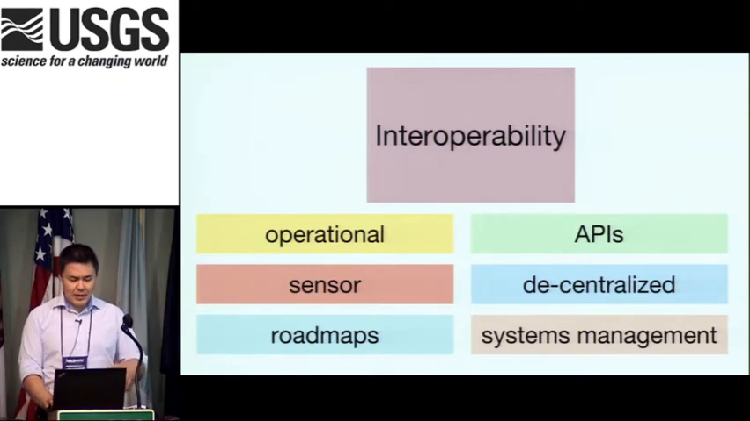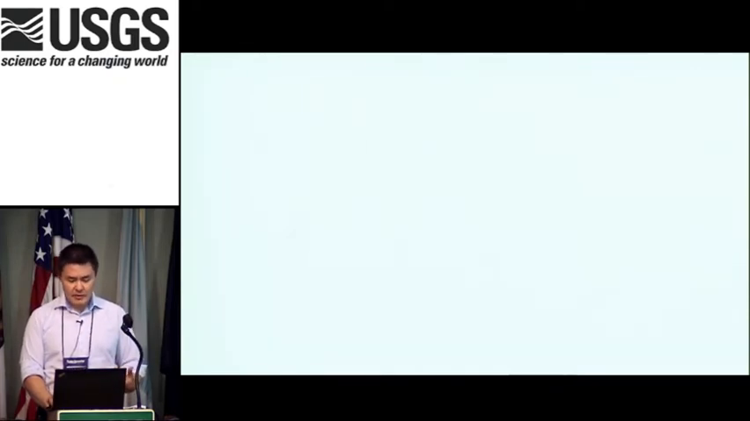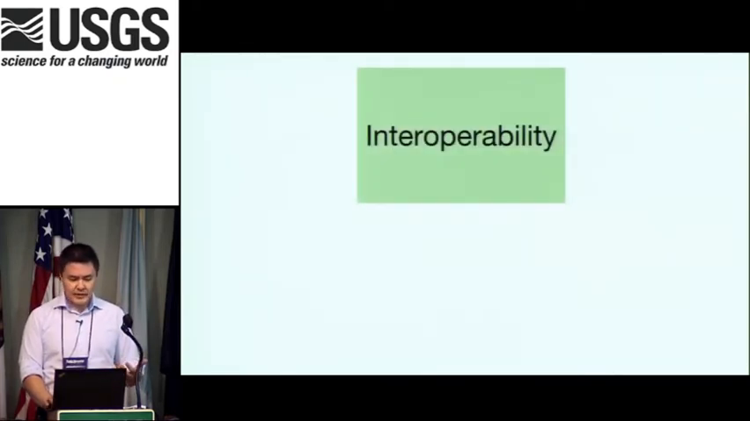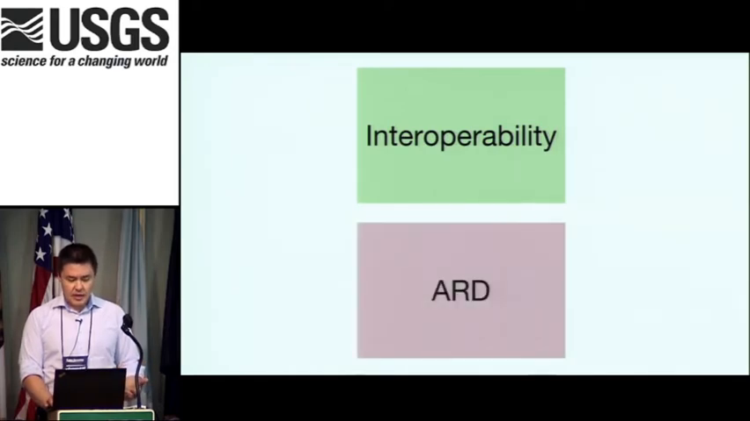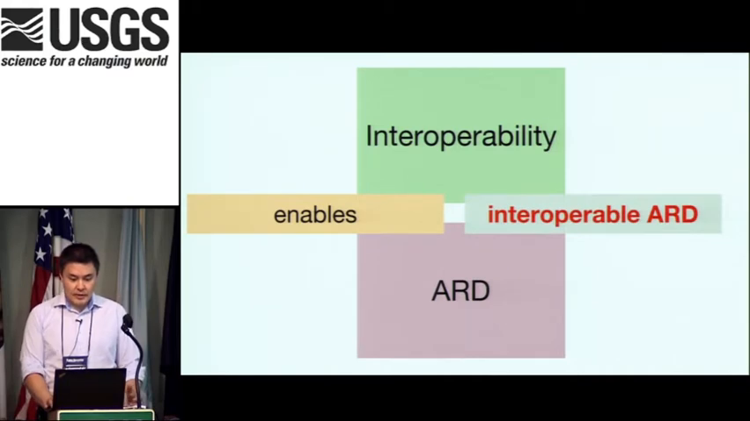So interoperability is like one level down from analysis-ready data in my mind. And so in practice, interoperability is something that enables analytics-ready data. And what we really want is an interoperable analytics-ready data set. We want a data set that can be generated by any company, any agency, that it essentially is built out of interoperable parts. It might be used in sensor fusion, or it might be the result of sensor fusion.